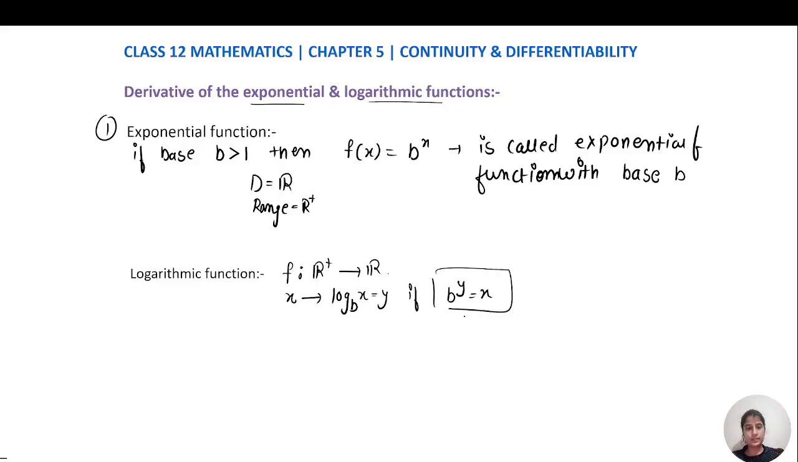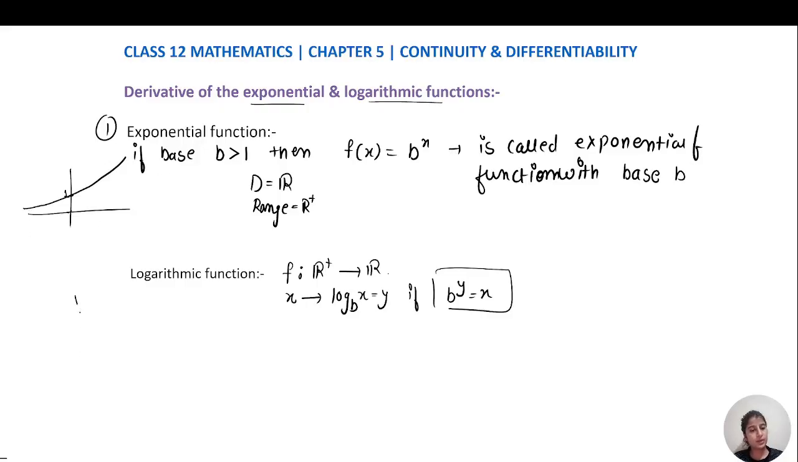Let's move ahead. If you want to see their graphs, your exponential graph is of this form. At 0, it will take value 1, and it increases explosively, with very high speed.